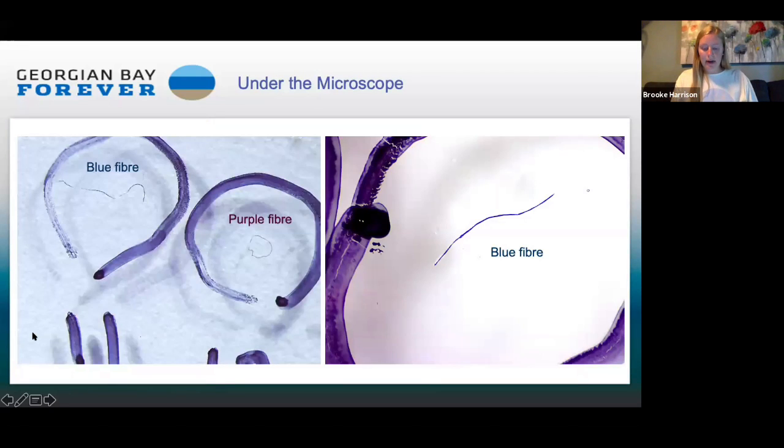So this is just another fun picture. We do separate all the fibers and identify them. As you can imagine, this does take a lot of time. That blue fiber there is much smaller than even 0.5 millimeters in length. But you can see them colored and identified there.